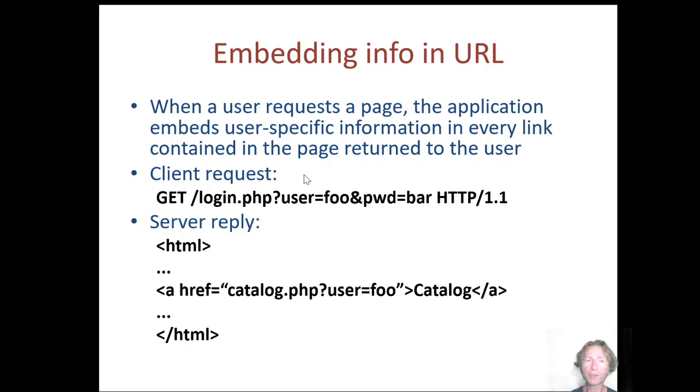Okay, so for instance, your client asks for a page with the username and password, and what you're going to provide to the client is a page that contains your usual information, a catalog in this particular case, but also all the links will contain things like user equals foo. Okay, so you initially authenticated the client perhaps, but now in the follow-up requests, you're embedding the fact that this is user foo in the communication. Okay?